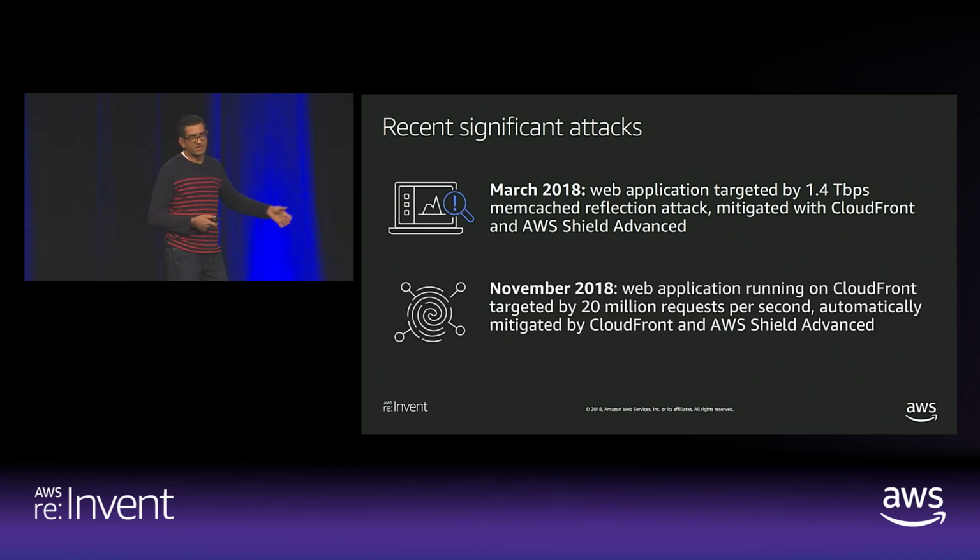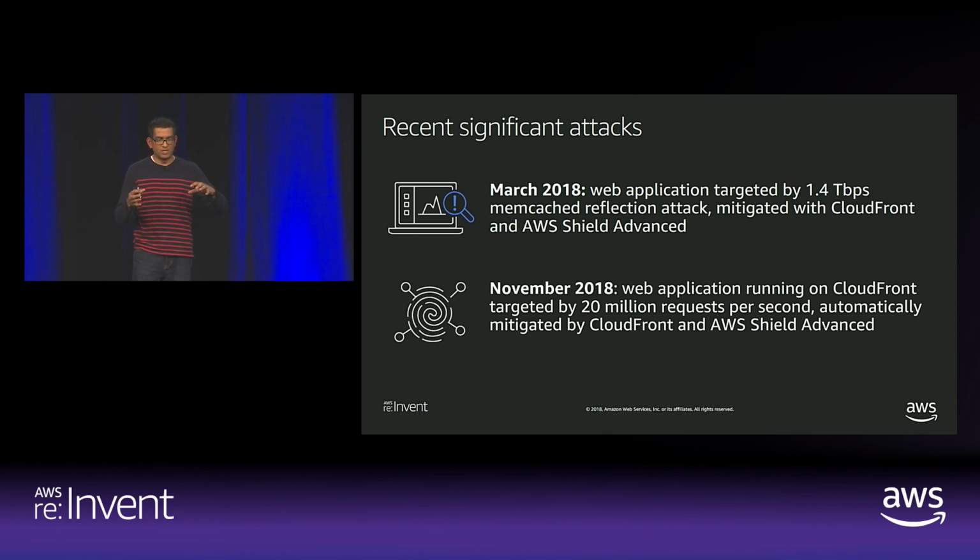Another even more recent example is just earlier this month, there was a 20 million requests per second attack on another Shield Advanced customer that we were able to successfully mitigate using some of the traffic shaping techniques that I talked about with DNS, traffic routing, and anycast routing. As a Shield Advanced customer, you also get near real-time visibility into a lot of these attacks as they occur.